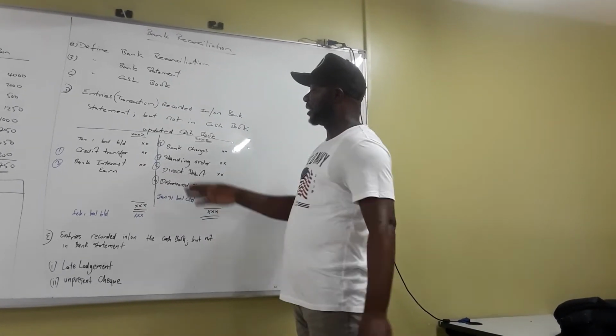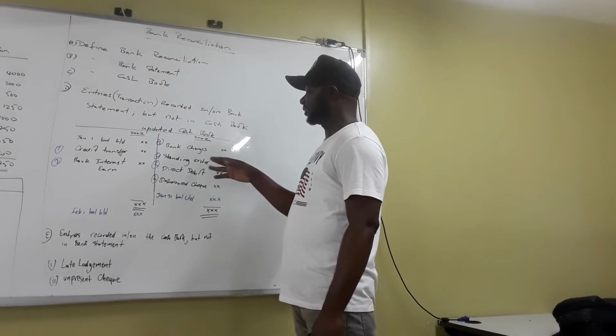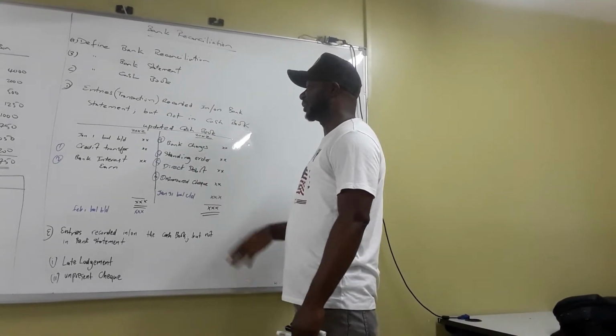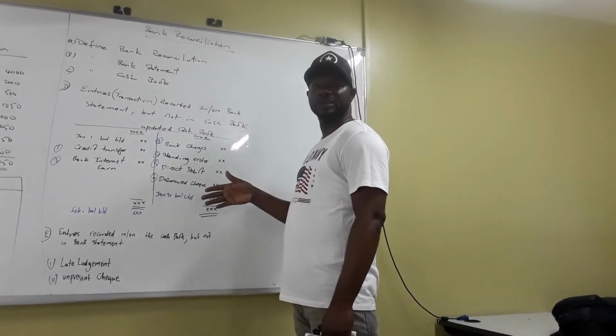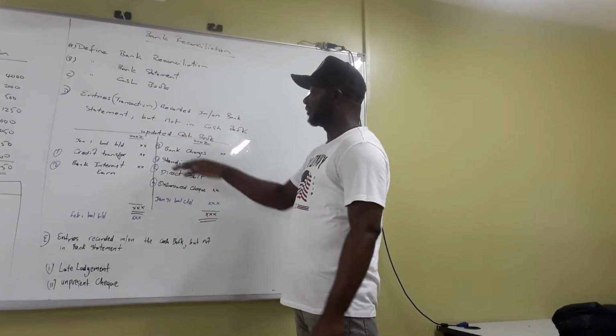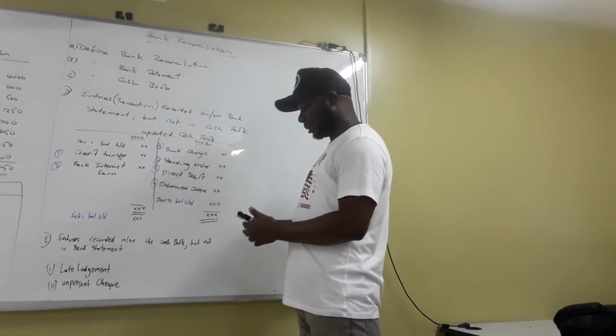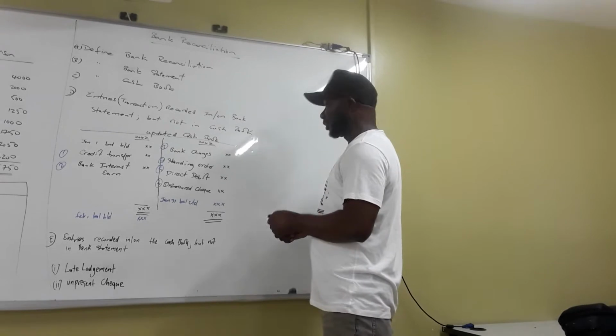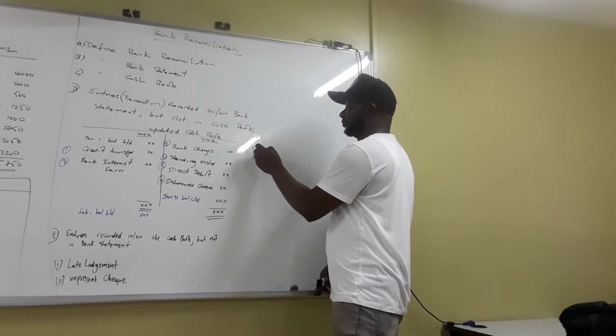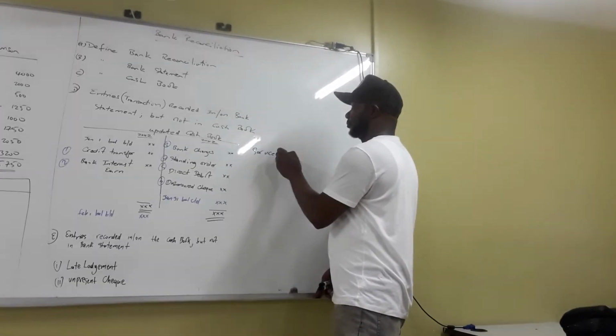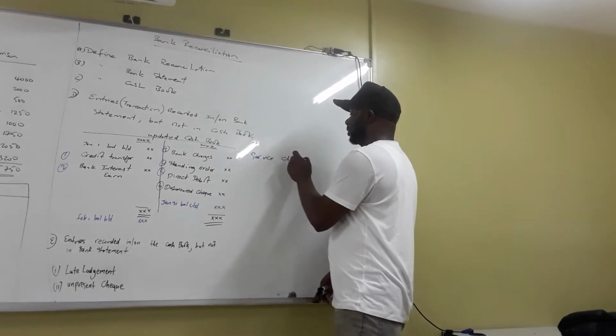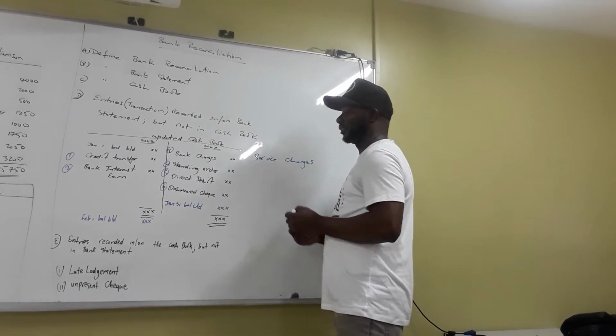On the flip side of that, we have what is known as bank charges, standing order, direct debit, dishonored check. These are going to reduce the amount of money that you have in the bank. So take, for example, bank charges, sometimes referred to as what we call service charges.